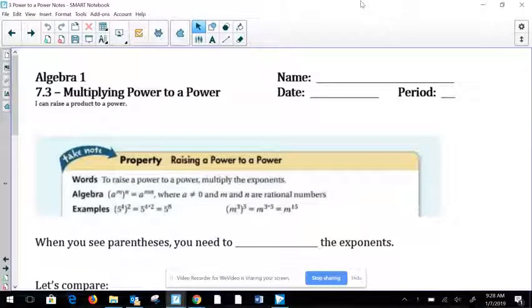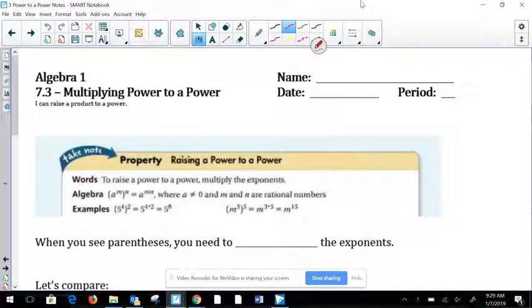Hi everybody, welcome back. We're going to work with another exponent property. This one is power to a power. A good way to look at it is, when you have power to a power, you multiply, just like the distributive property. If we go backwards for a minute and think of 3 times x plus 5, when we saw parentheses, we distributed by multiplying.